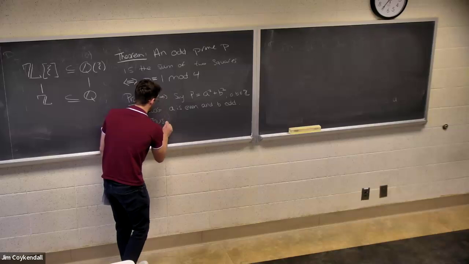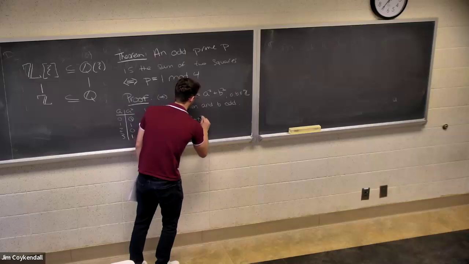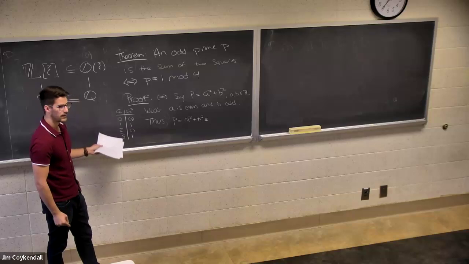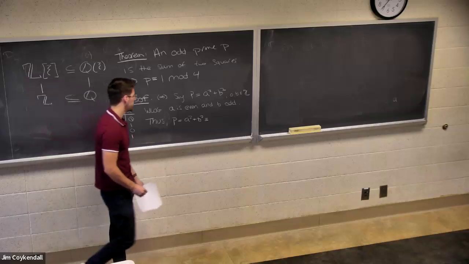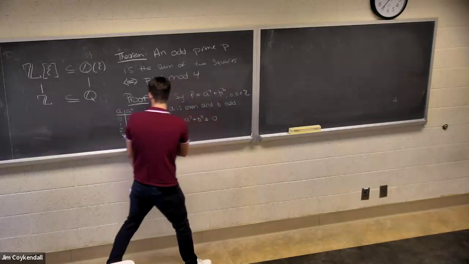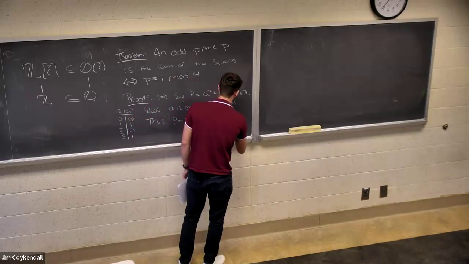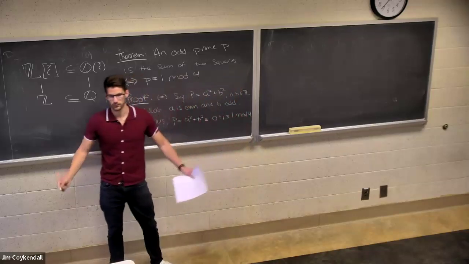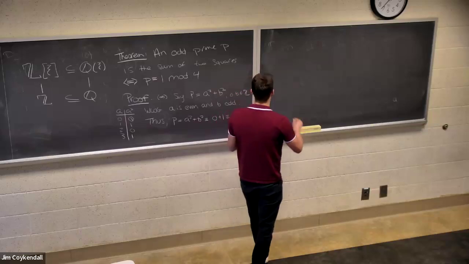Thus, p is a squared plus b squared, which is congruent to, well, I said a was even. Any even number squared is 0 mod 4, and any odd squared is 1 mod 4. So this gives me what I was saying. Simple modular arithmetic, nothing tricky here. The other direction is where things get a bit more interesting.